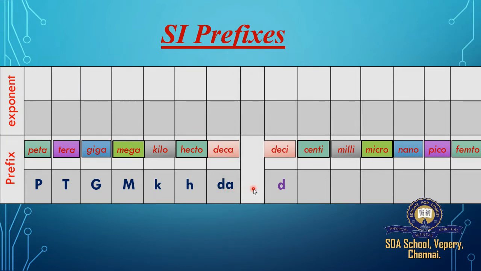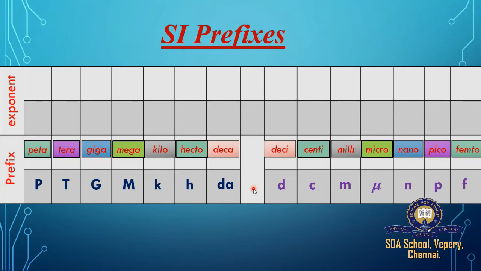Okay, centi is small c, milli is small m, micro is denoted with the Greek letter mu, and nano is denoted with small n, pico is denoted with small p, femto is denoted with f.